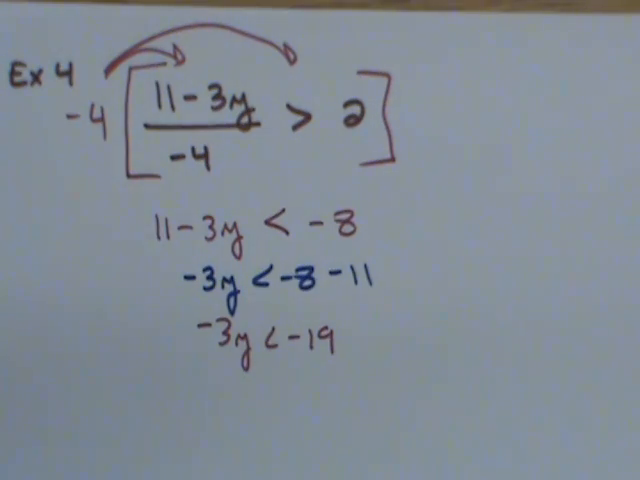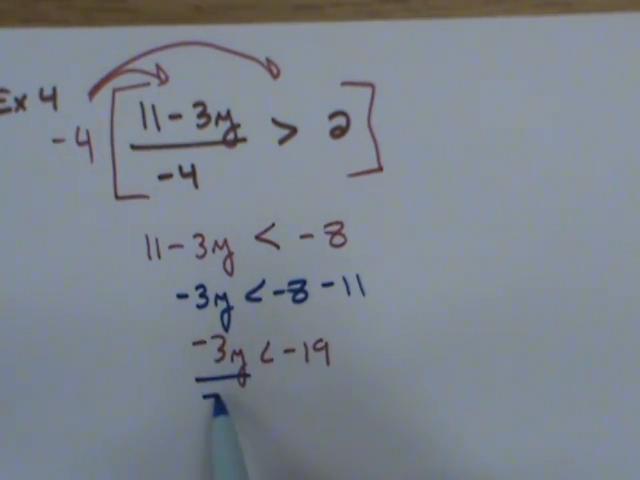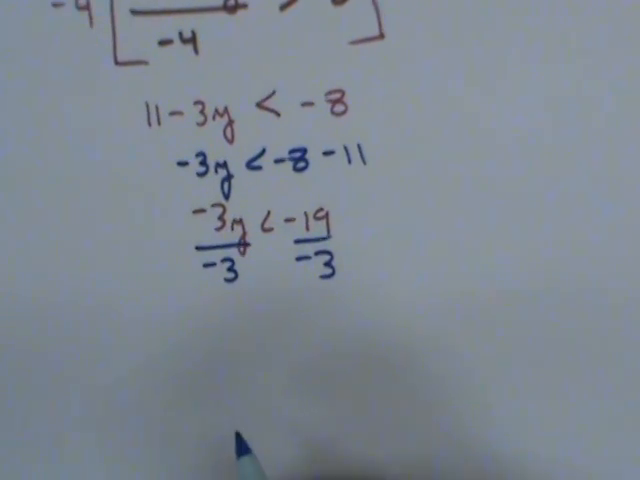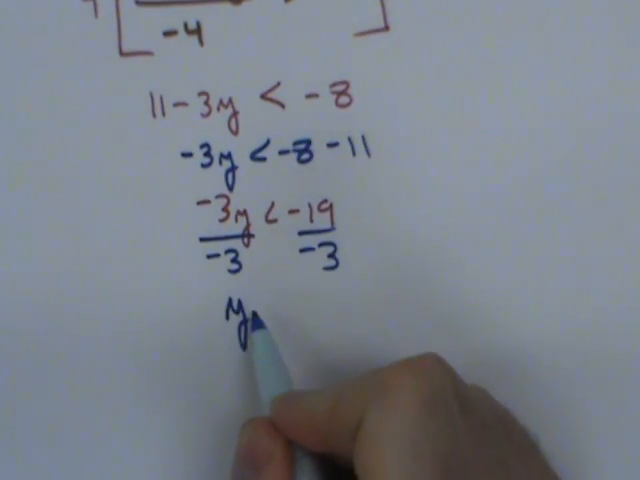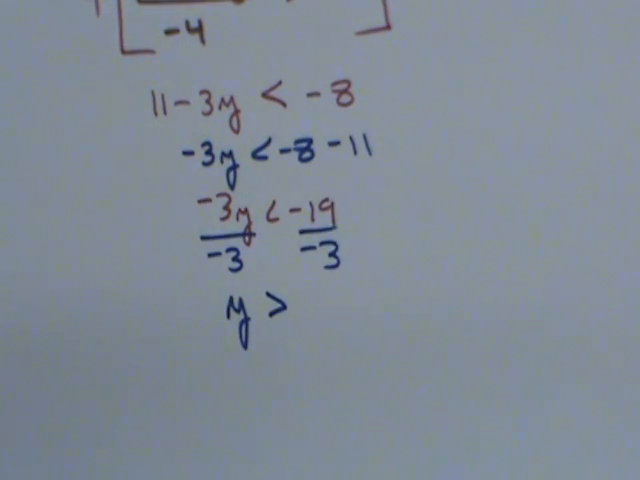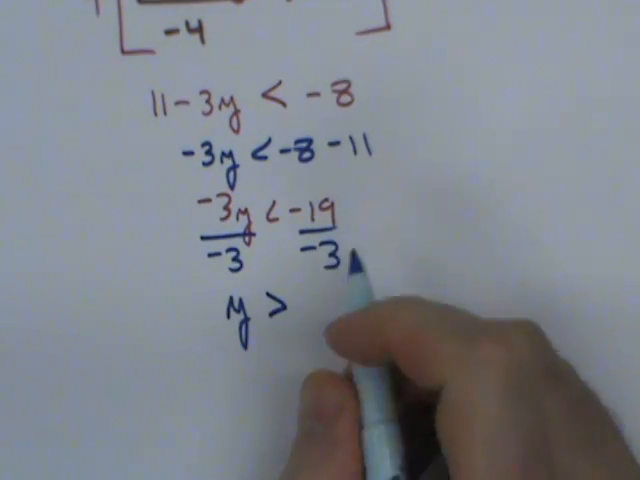And then we'll divide both sides by negative 3. I'm thinking multiplying, dividing by a negative. Here's a clear case. You're dividing both sides by a negative. So once again, we're going to have to switch the direction of that inequality. And we'll say y is now greater than. You can throw that in your calculator. It should be 6 1/3, I believe.